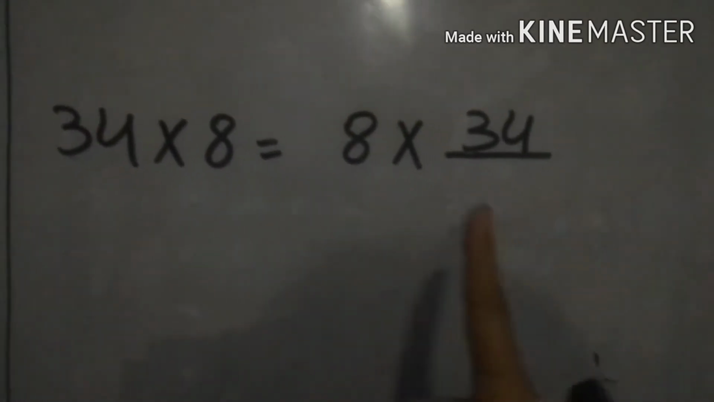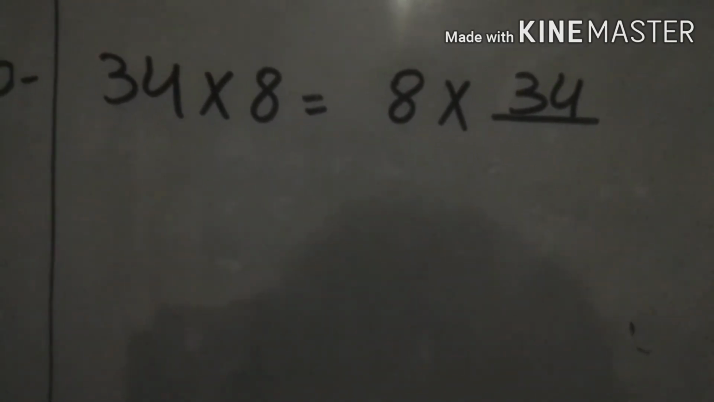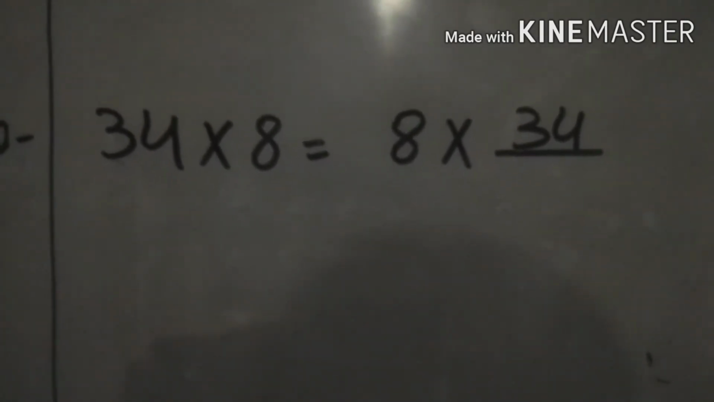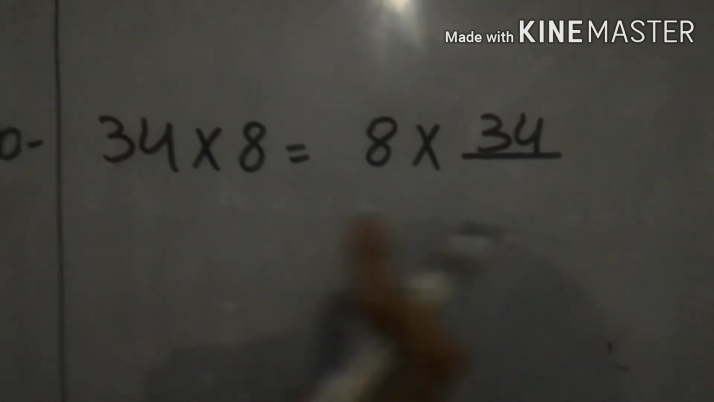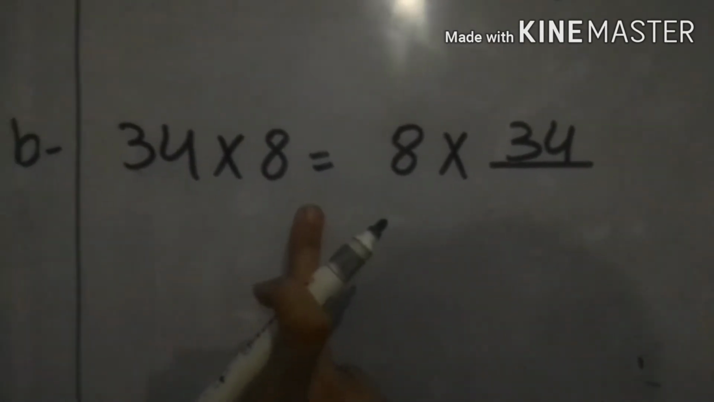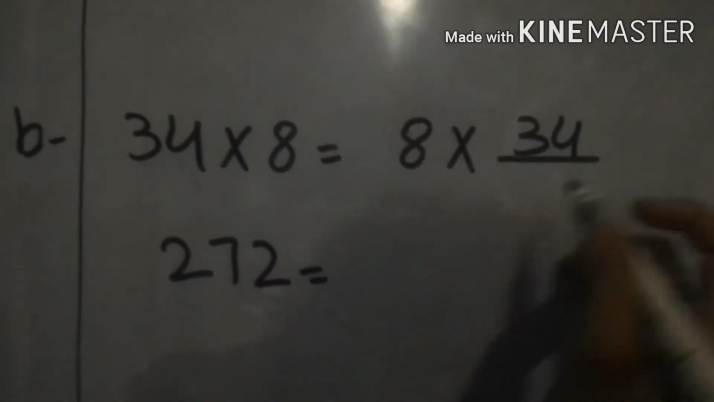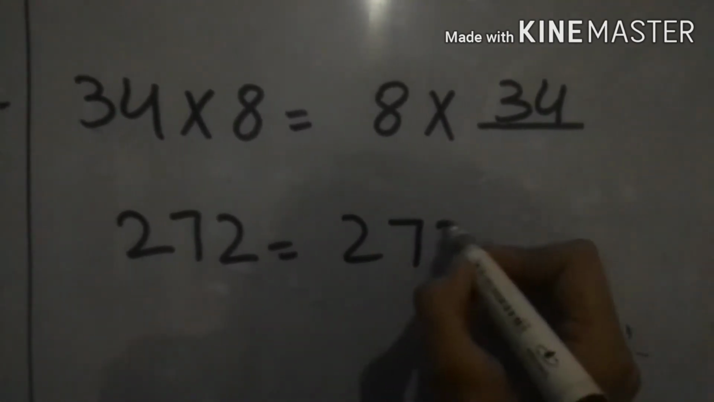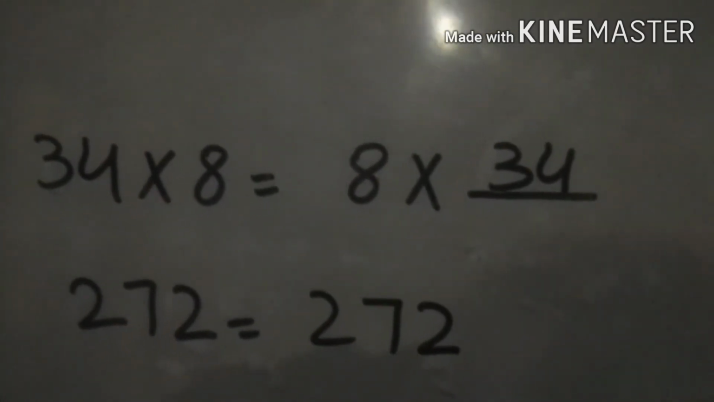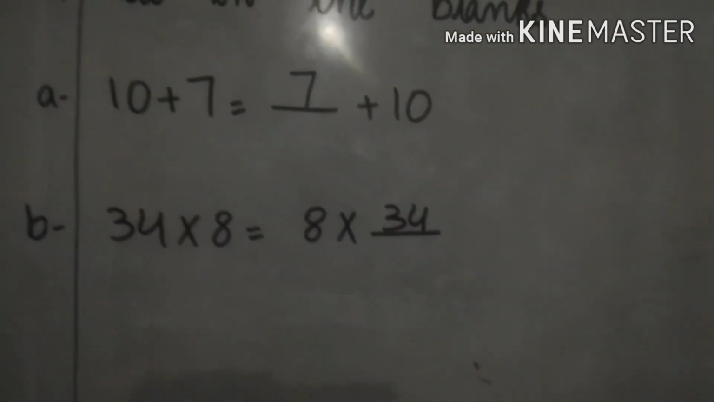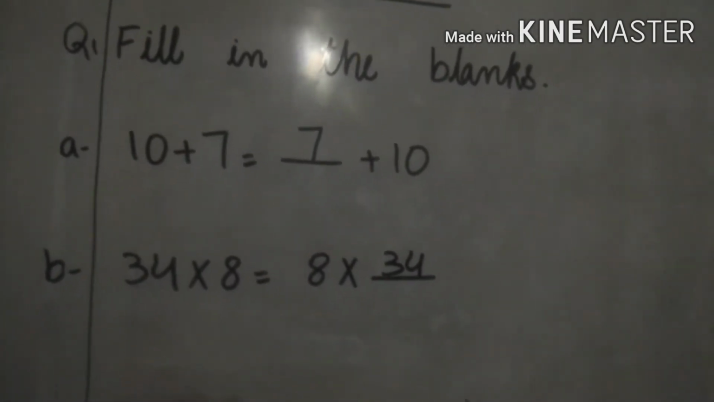As we know that in the commutative property of multiplication, two numbers are multiplied in any order and the answer will be the same. 34 multiplied by 8 gives 272, and 8 multiplied by 34 also gives 272. So our answer is correct. In the same way, all the parts of this question will be solved.